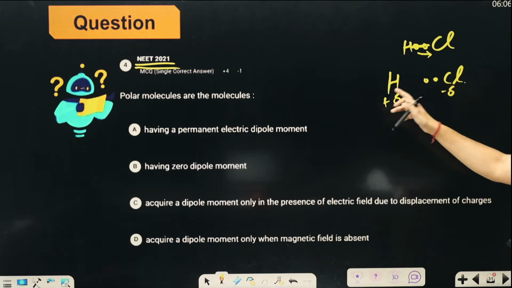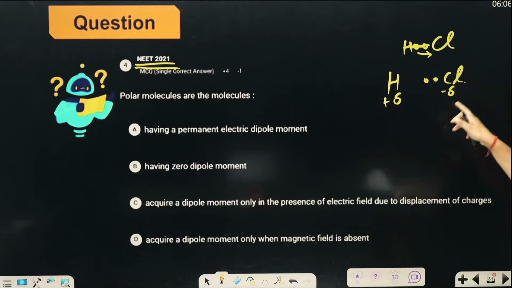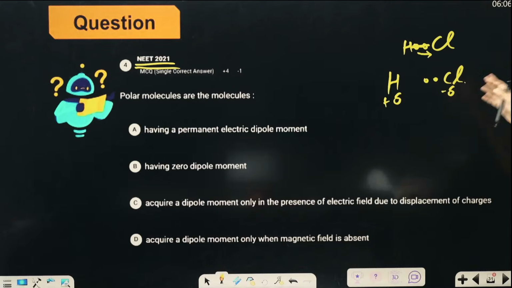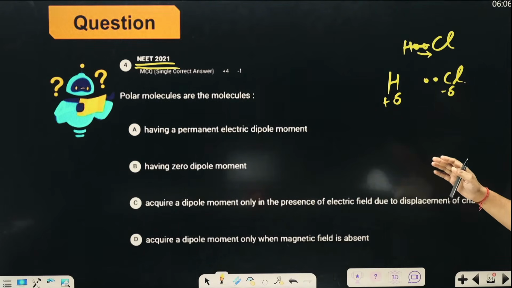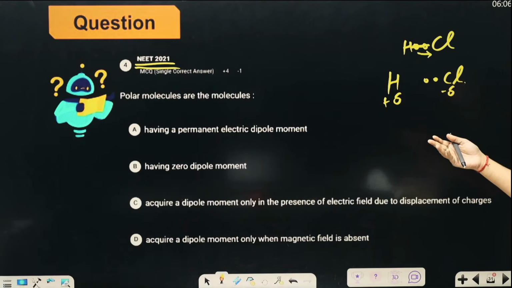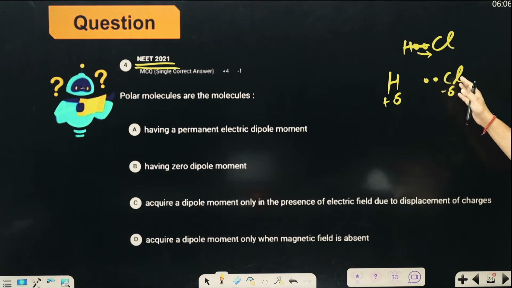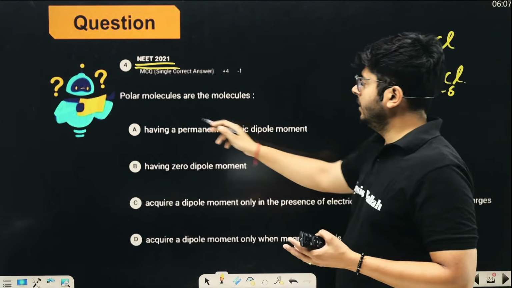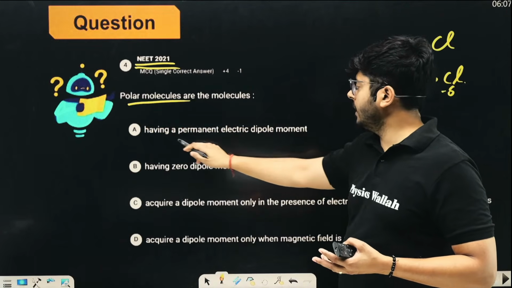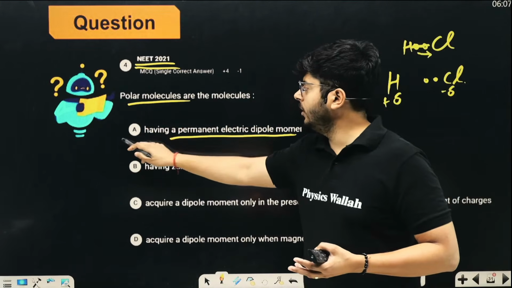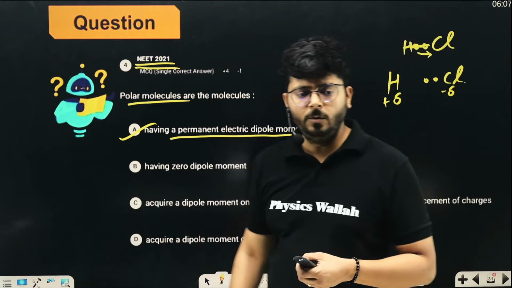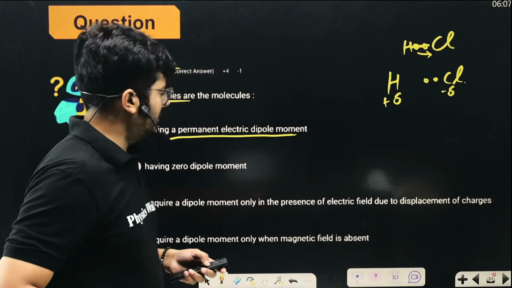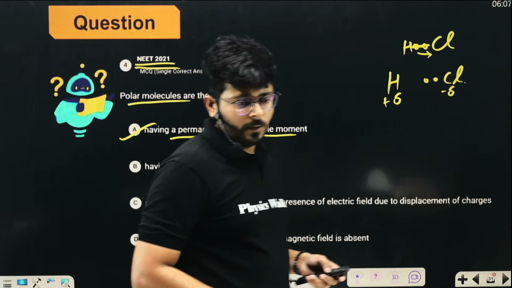Now here you see that in HCl, this molecule is a polar molecule. One side is permanently positive and one side is permanently negative, right? You are not providing it; even if there is no electric field, chlorine will do what it does, right? It will attract the electron. So you don't need an external field to polarize it. So these particular molecules have a permanent electric dipole moment. I hope it is making sense, right? So here option A is the correct option.